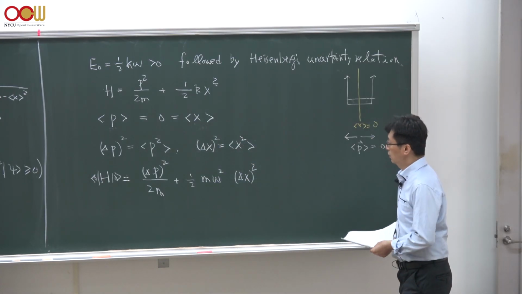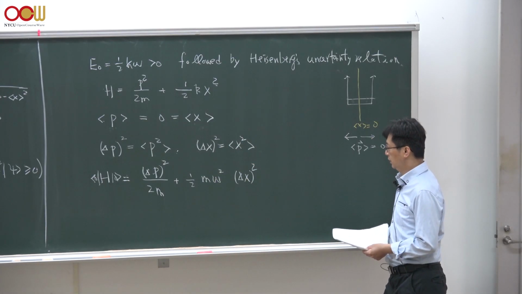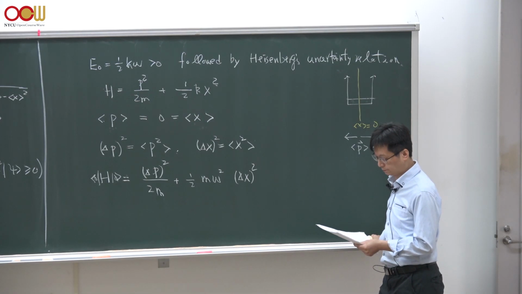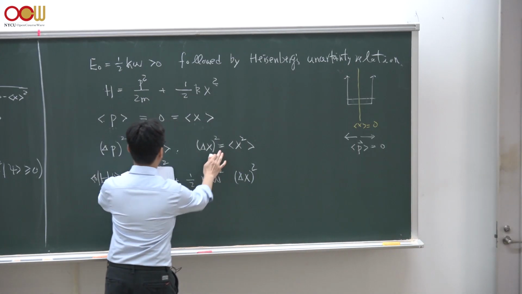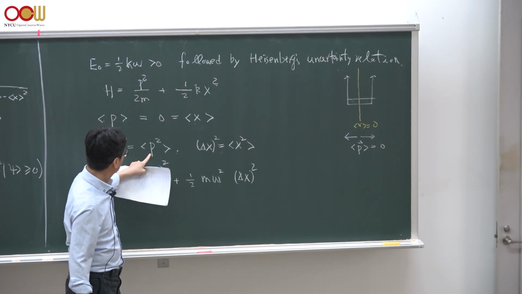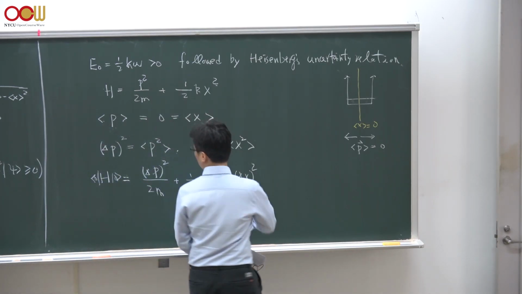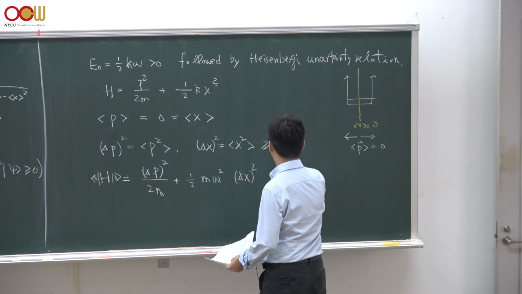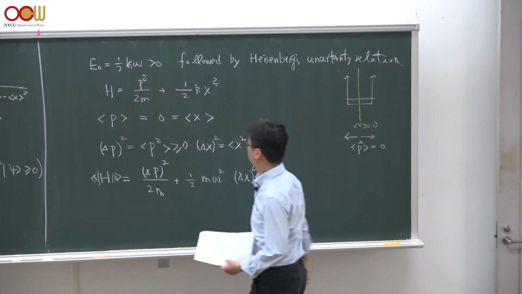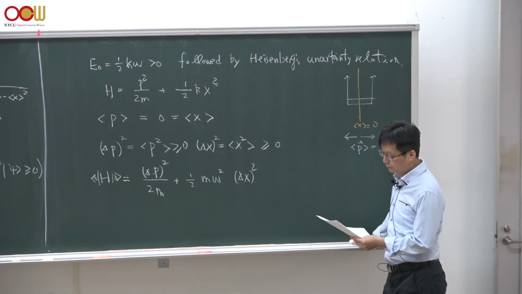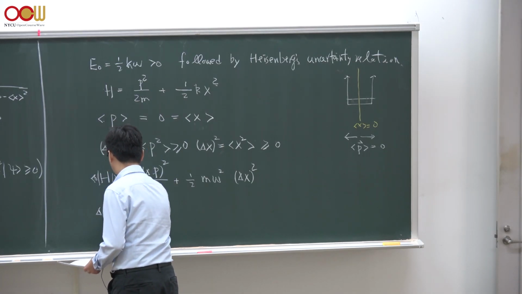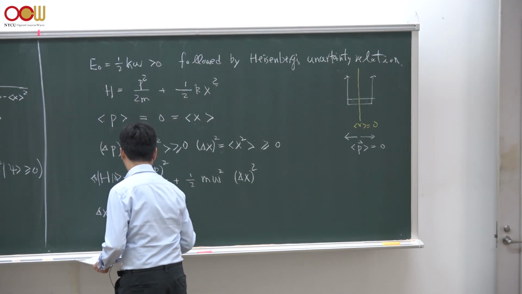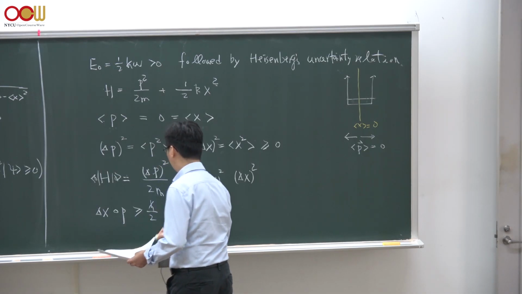the linear combination of the average of p squared in momentum variables and in position variables, delta x squared. But we know very well that both expectation values, p squared and x squared, are positive or 0. But we know that from the Heisenberg uncertainty relation, delta x times delta p must be greater than or equal to 1/2 of h bar, right?